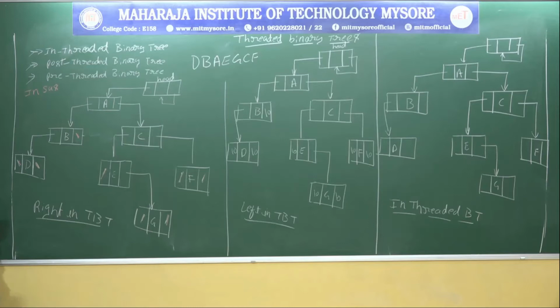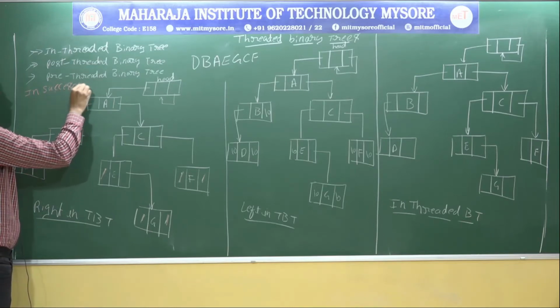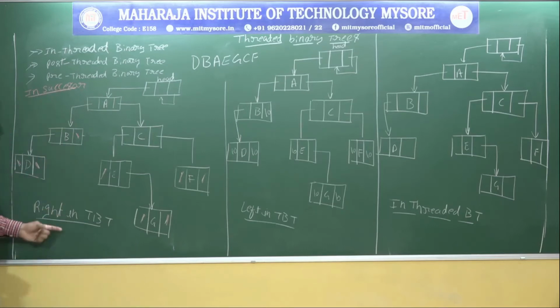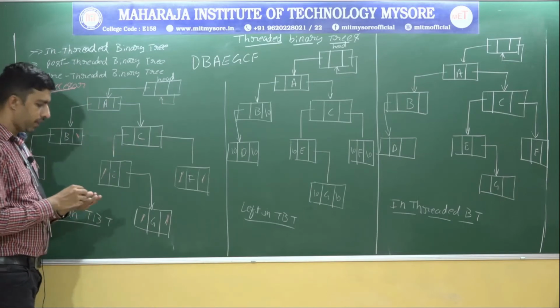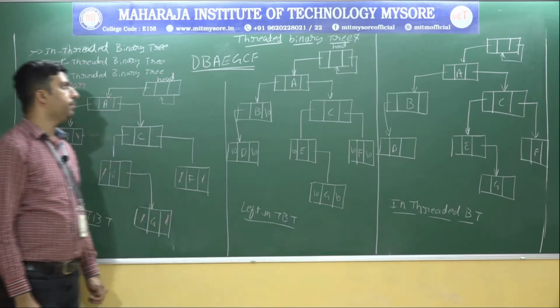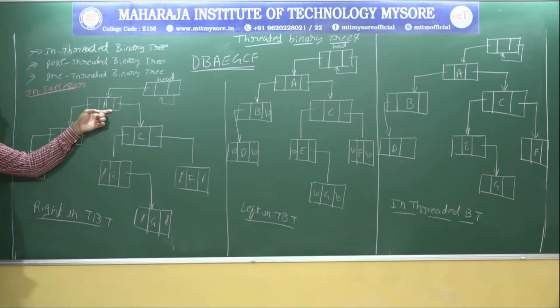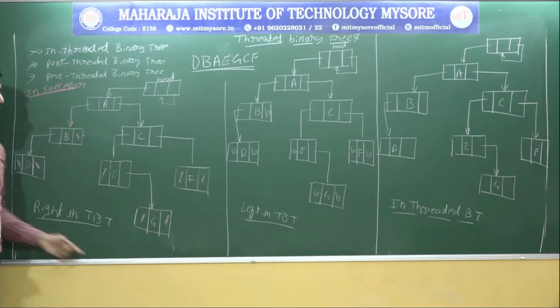In order successor. If you replace these things by in order successor, that becomes right in threaded binary tree. See how it works. It is simple. I am going to traverse this tree in order, and I get these values: D, B, A, E, G, C, F. This is the in order traversal of this tree.